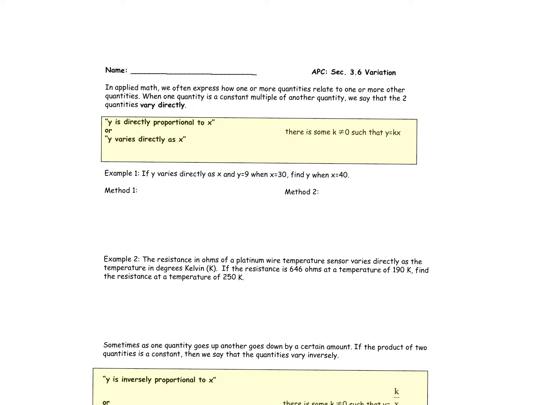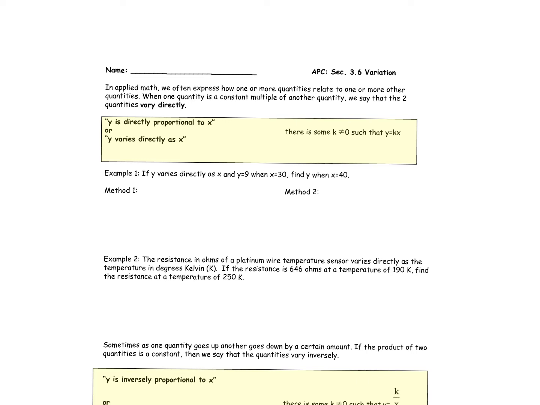And direct variation, think about like a direct relationship. It means that when one variable goes up, so does the other. Whereas inverse relationship means when one variable goes up, the other goes down. So there's going to be a couple ways we can tackle this. So let's talk about the first type, a direct variation.